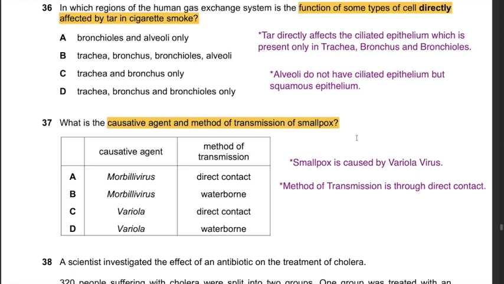So, the answer cannot have alveoli in it, but the answer should have trachea, bronchus and bronchioles. So, the function of the cell types directly affected by tar would be trachea, bronchus and bronchioles. So, the answer over here is answer D. Trachea, bronchus and bronchioles only.